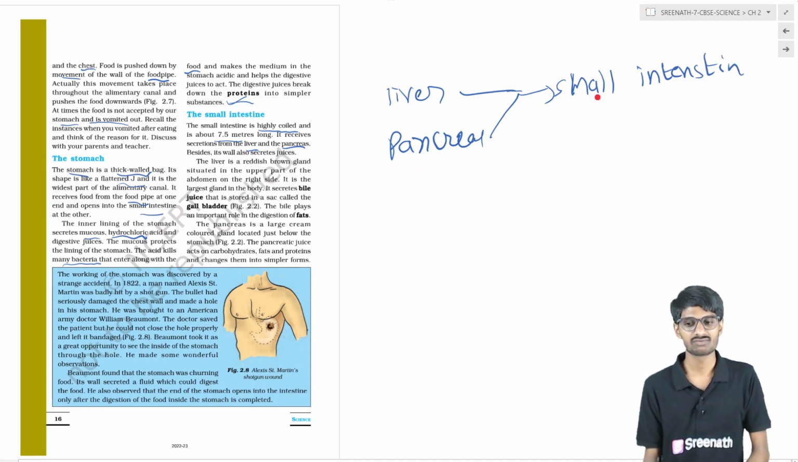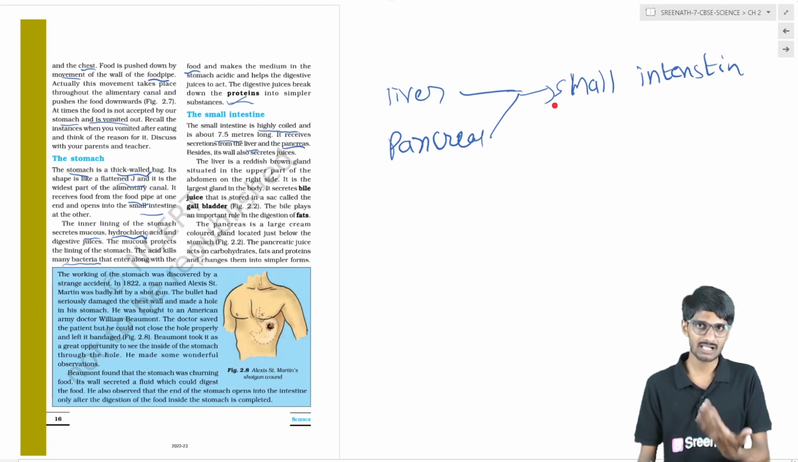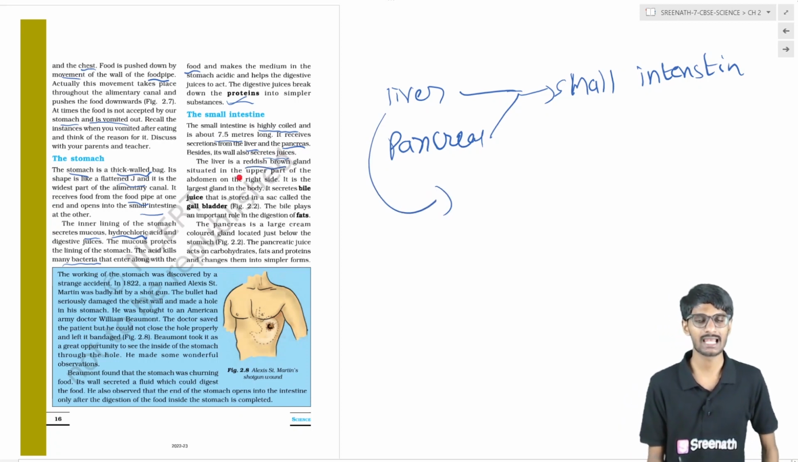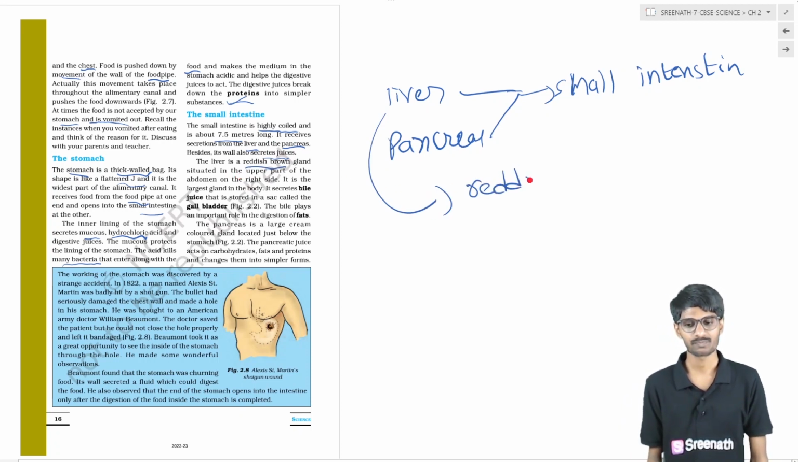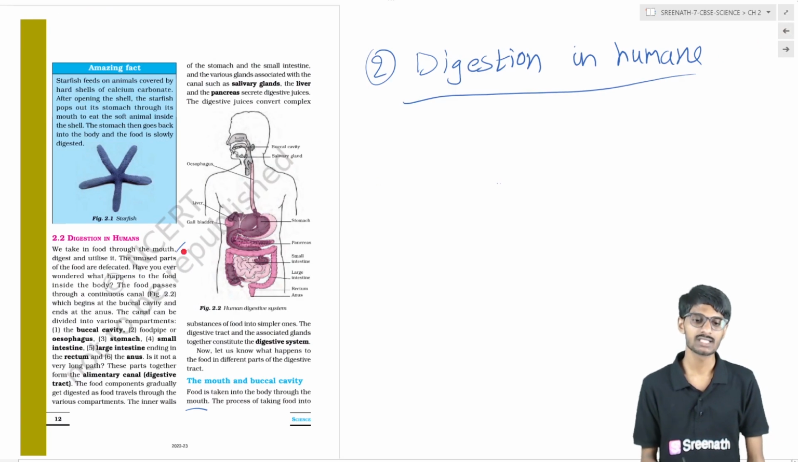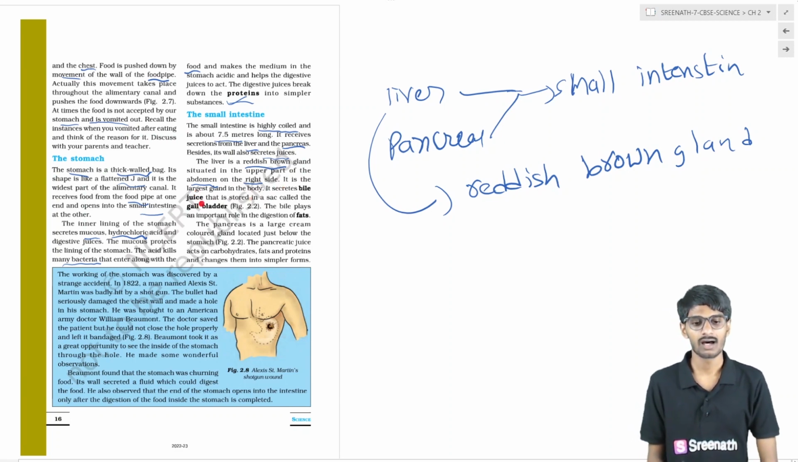Juices from the liver and pancreas will enter the small intestine. Besides the liver and pancreas, it will also secrete some juices. So basically, what is the liver? The liver is a reddish brown gland, situated in the upper part of the abdomen on the right side. If you see the liver, it is on the upper right side of the abdomen, and it is the largest gland.